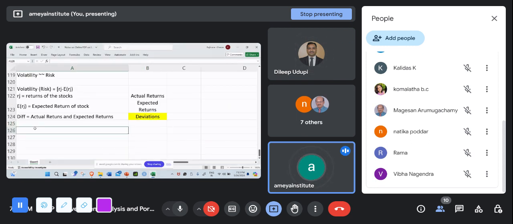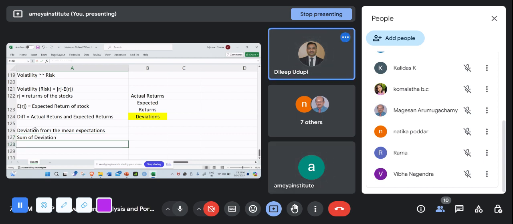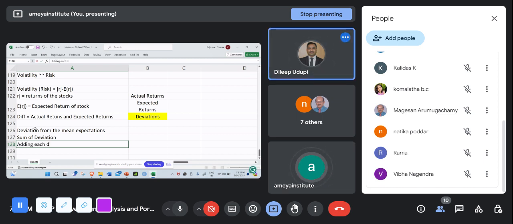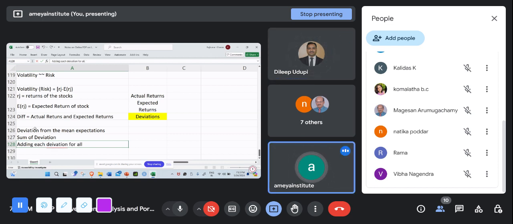Okay. Now, what is the next concept? We defined deviation. So deviation is nothing but deviation from which value? Mean. So mean is nothing but your expectations, right? So the next concept comes here, the sum of deviation. What is the sum of deviation? Adding each deviation for all observations.